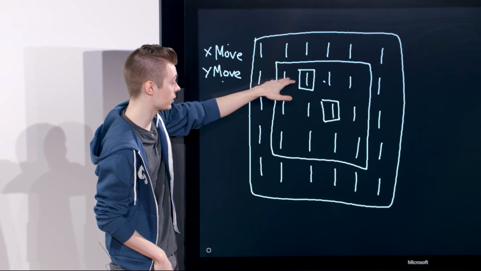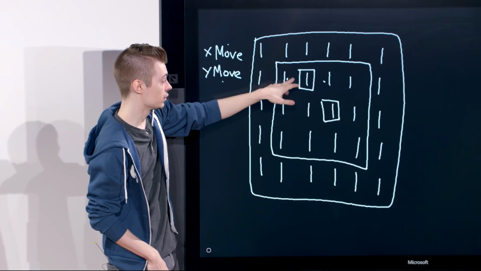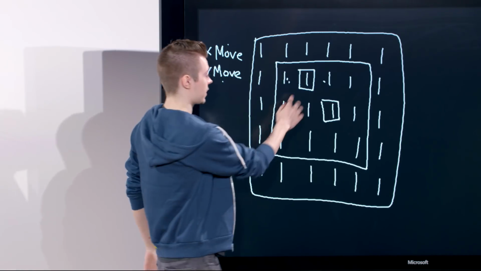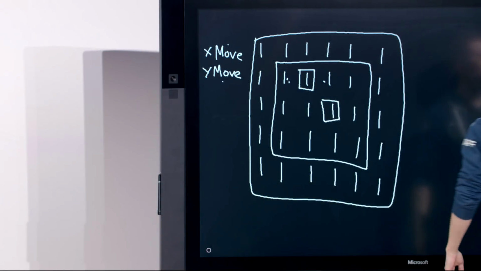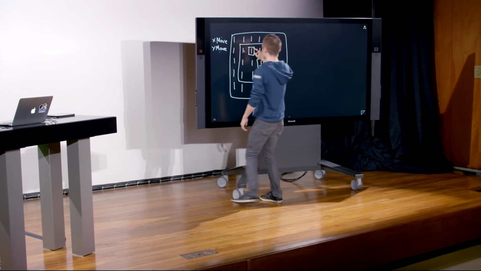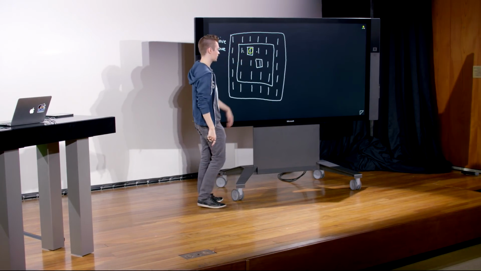Whenever I move to another tile, turn that into a 0. So actually, this becomes a 0. Change the color. So this will become a 0, right? So that's now an empty space.